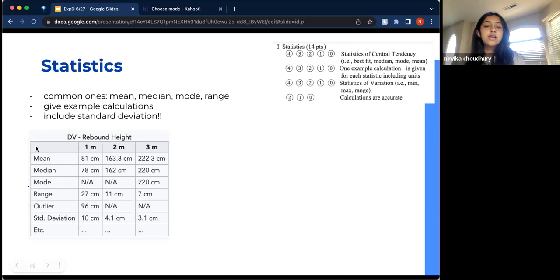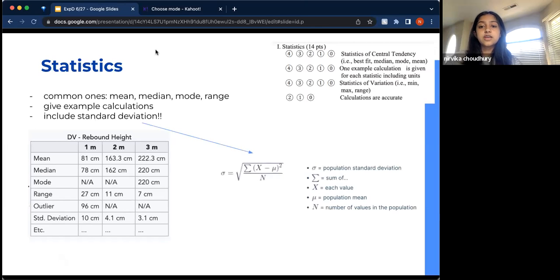Here you can see an example statistics chart drawn with the mean, median, mode, range, outlier, and standard deviation. When judges see standard deviation, they love it, so I would really recommend all of you include it. This is how you calculate standard deviation: you take each value, subtract it from the mean, and then square that, and you get a bunch of values. You sum it up, and you divide that by the number of values in the population.